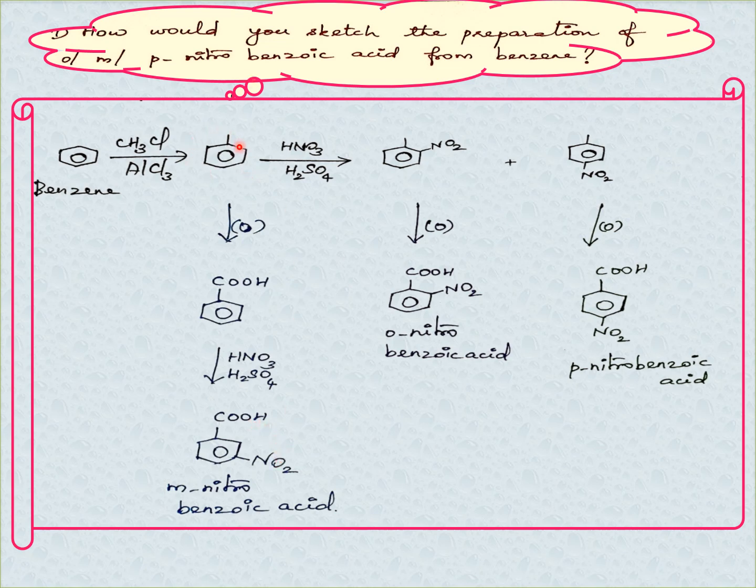When the toluene is nitrated, it provides a mixture of ortho-nitrotoluene as well as para-nitrotoluene, and both these compounds on further oxidation provide the corresponding ortho-nitrobenzoic acid as well as para-nitrobenzoic acid.